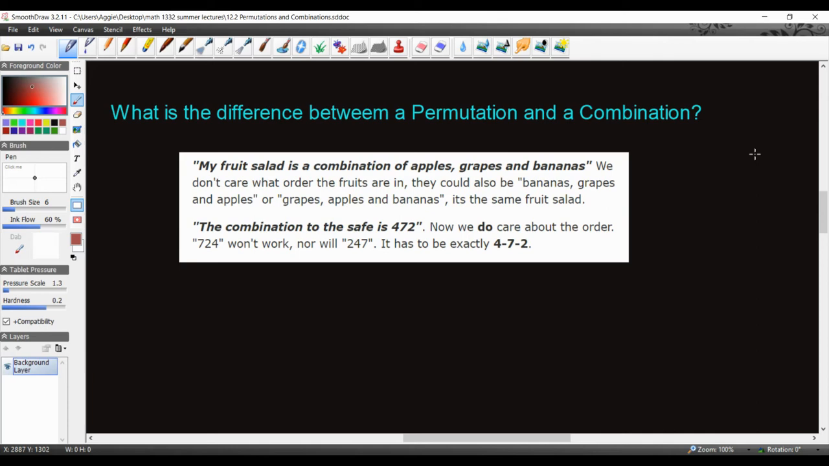So here we have: my fruit salad is a combination of apples, grapes, and bananas. We don't care what order the fruits are in. They could also be bananas, grapes, apples, or grapes, apples, and bananas. It doesn't matter. It's the same fruit salad.